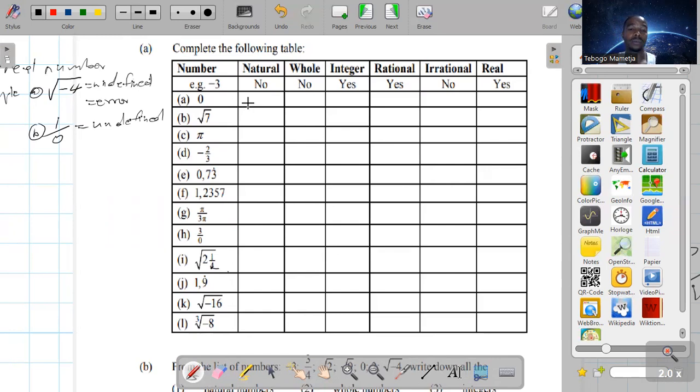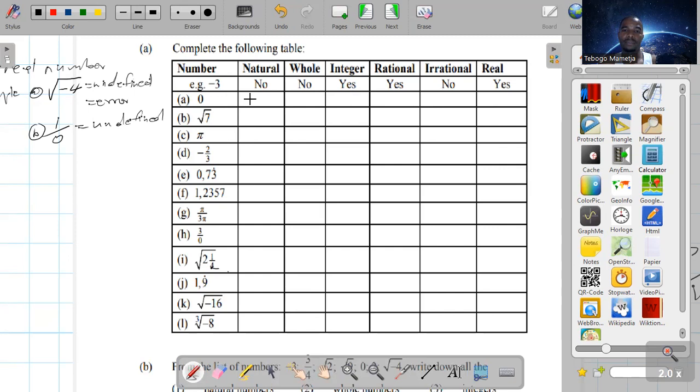For the example, number 3, the question was whether that number is natural or not natural. The answer is no, meaning that number is not a natural number. Remember, natural numbers are counting numbers starting from 1. Is -3 a whole number? No, whole numbers are counting numbers starting from 0. Is -3 an integer? Yes, -3 is an integer. Remember, integers are counting numbers without decimals, starting from -infinity to +infinity, including 0.